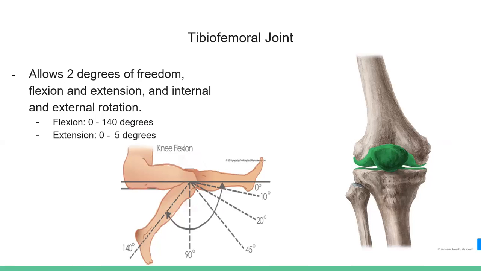And then we have the tibiofemoral joint. It allows 2 degrees of freedom: flexion, extension, and internal and external rotation. For the flexion, we have up to 140 degrees, and the extension is up to -5 degrees.